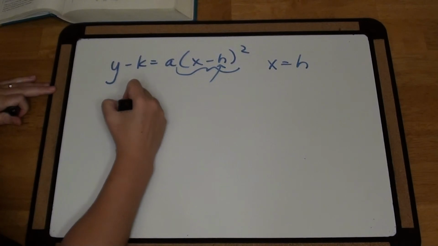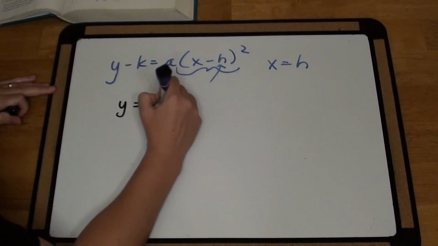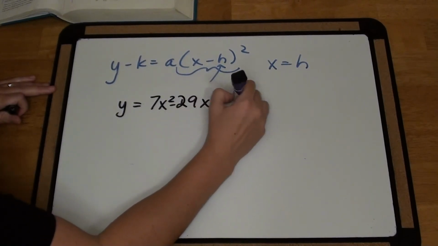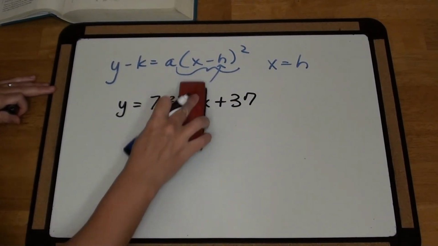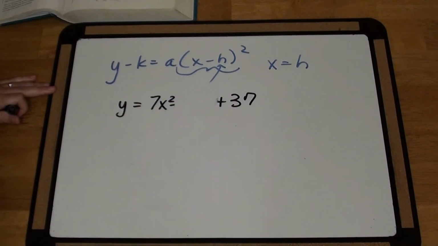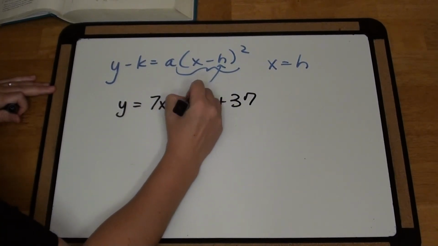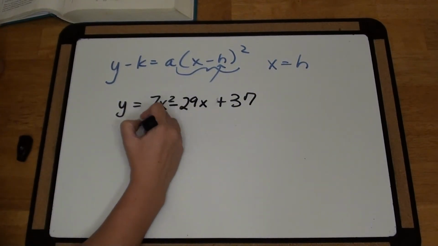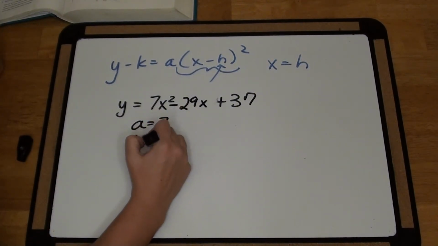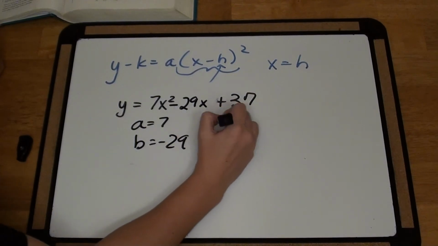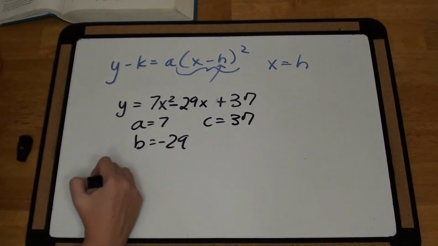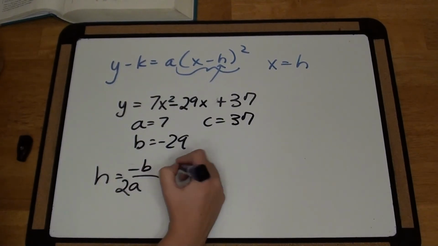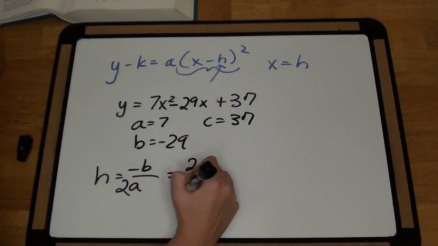So they give you the equation y equals 7x squared minus 29x plus 37. This is what they give you. Not very tidy. Okay, so here's what they have. So my a is 7, my b is negative 29, my c is 37. Well, they say that h equals the opposite of b over 2a. So that must equal the opposite of b, which is 29, divided by 14.